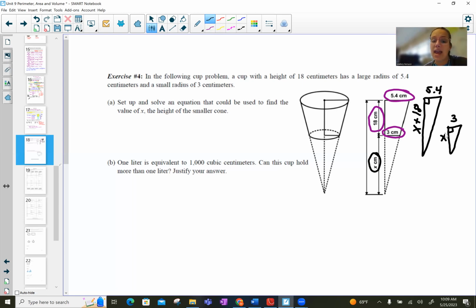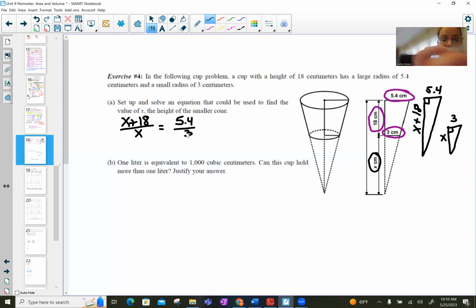In part A, it says set up and solve an equation that can be used to find the value of x, which is the height of the smaller cone. If we have similar shapes and we're trying to find a side, we can use proportions. So I would set up (x plus 18) over x equals 5.4 over 3.